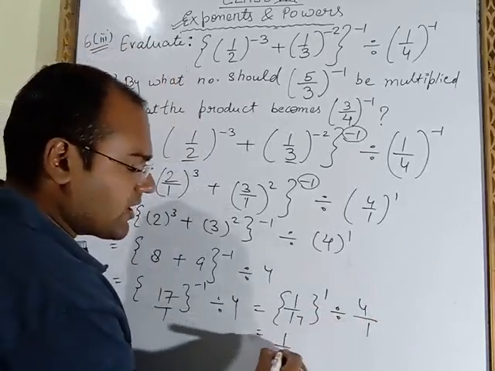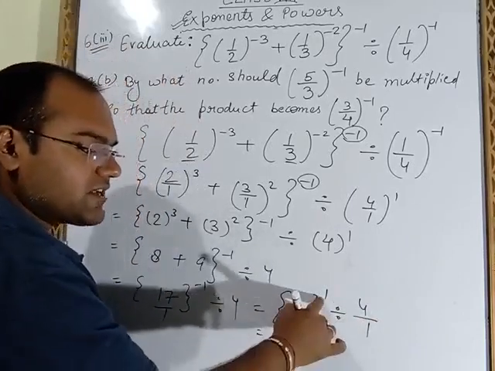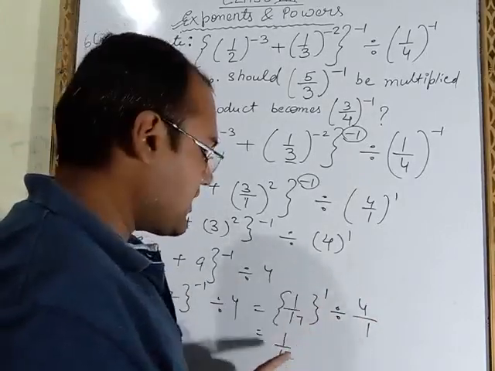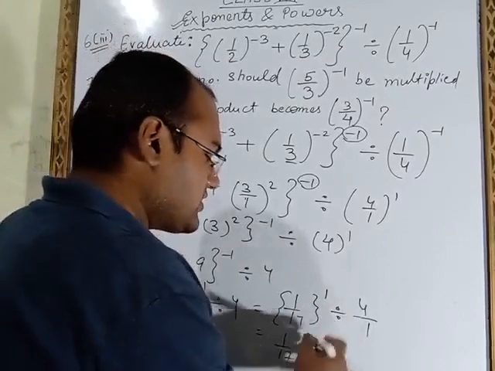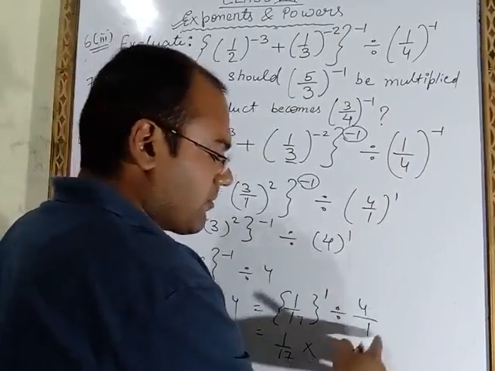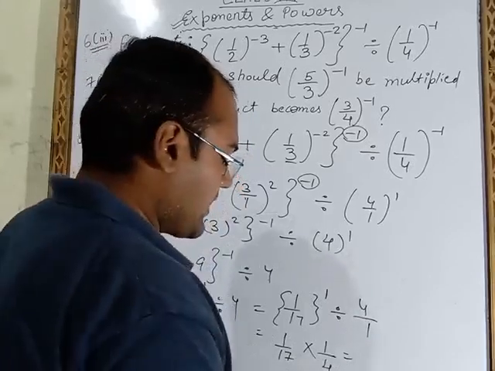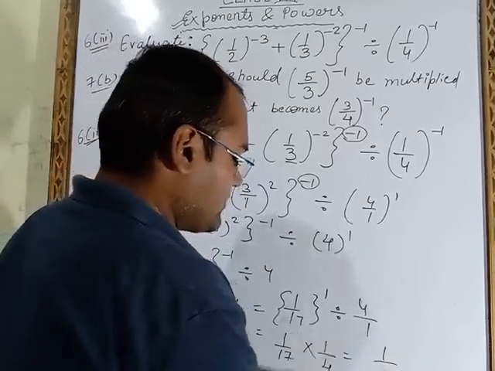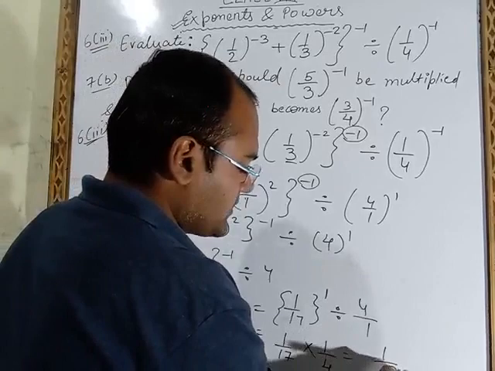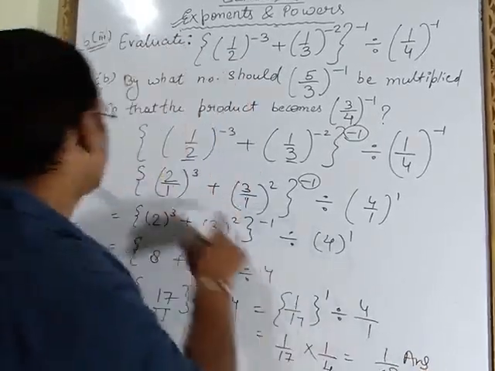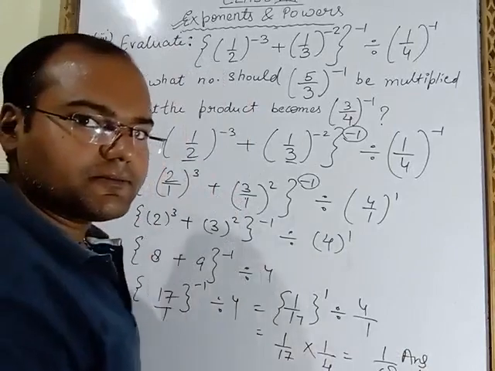Now what you have to do? 1 upon 17 we have to write as it is. Power is 1, so 1 power no need to write. 1 upon 17 power 1 means answer will be 1 upon 17. This divide we will change into multiply. 4 upon 1 is written, so now we will write 1 upon 4. Now we have to multiply these two numbers. 1 ones are 1, 17 fours are 68. So this is your final answer of this sixth question, third part.